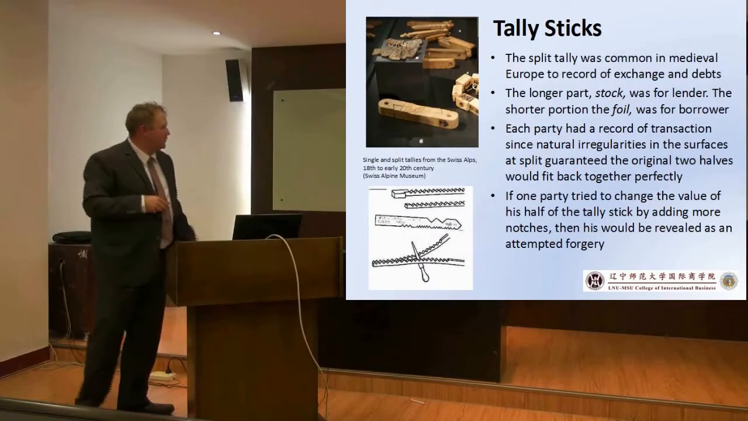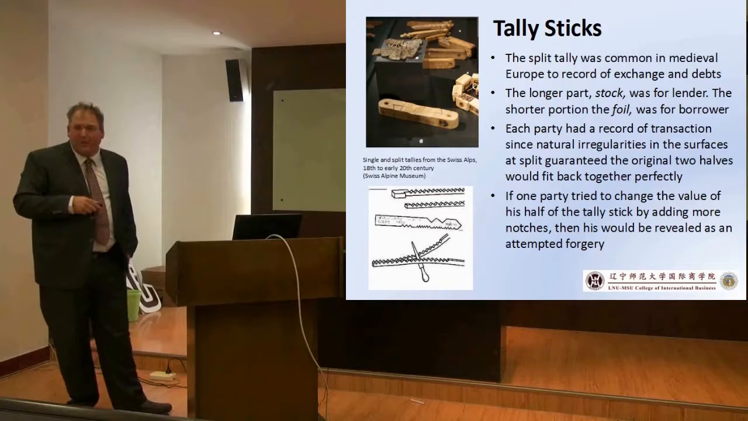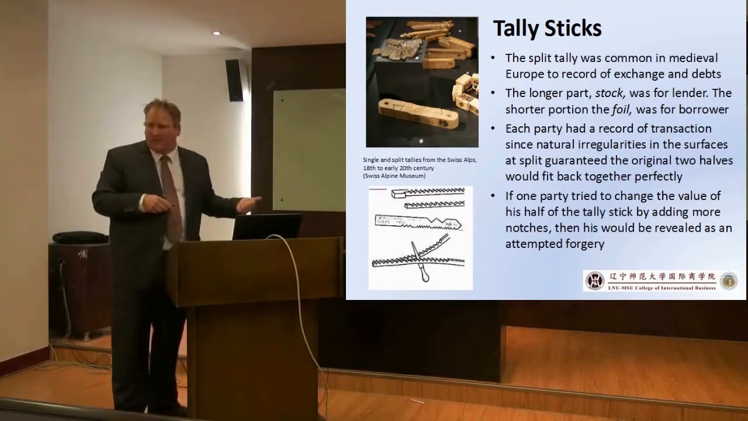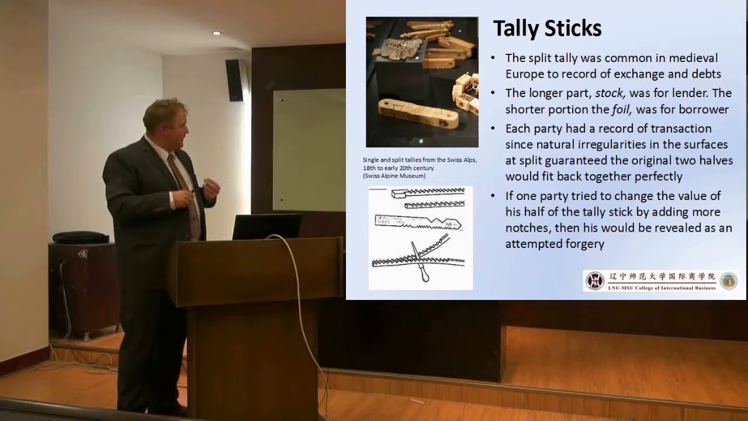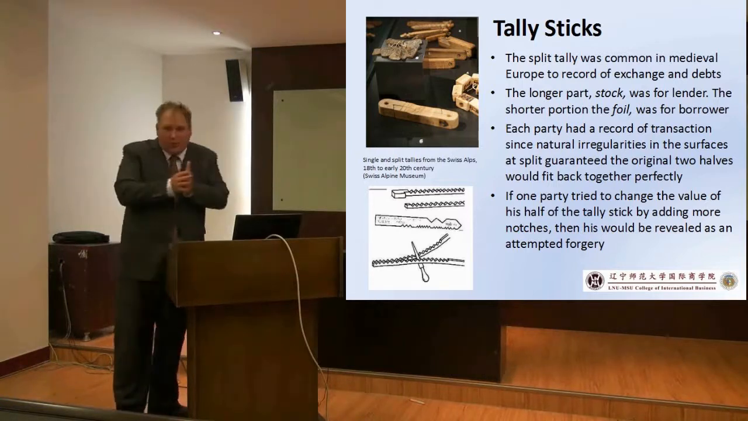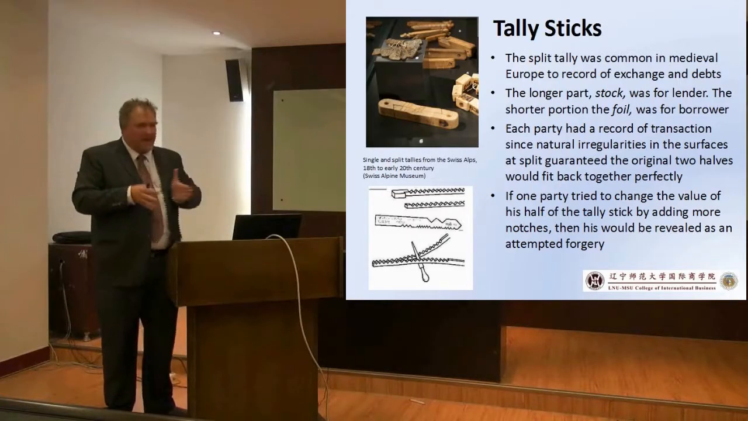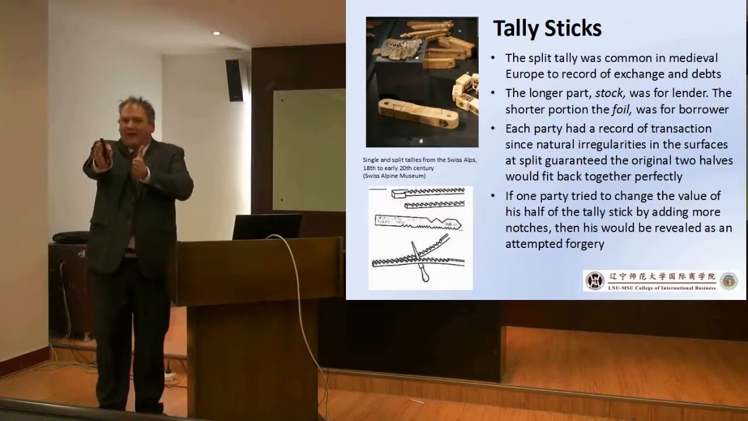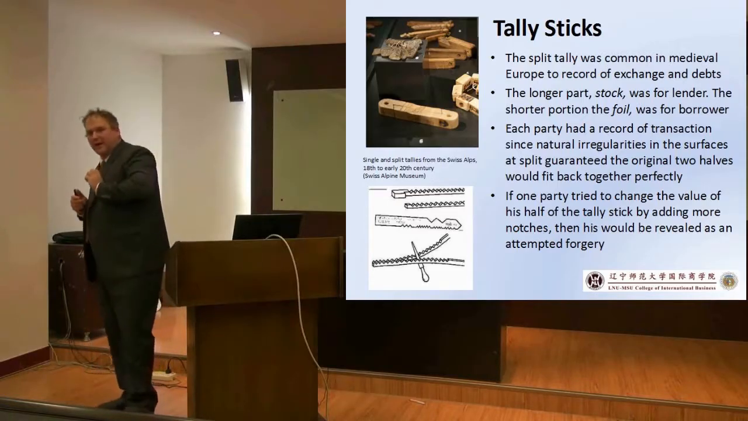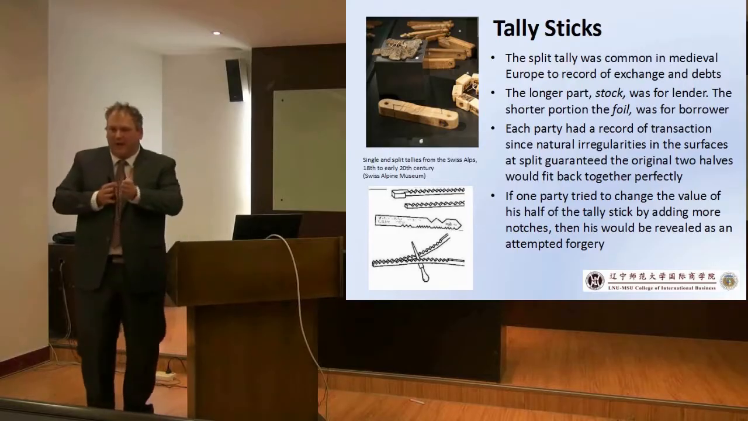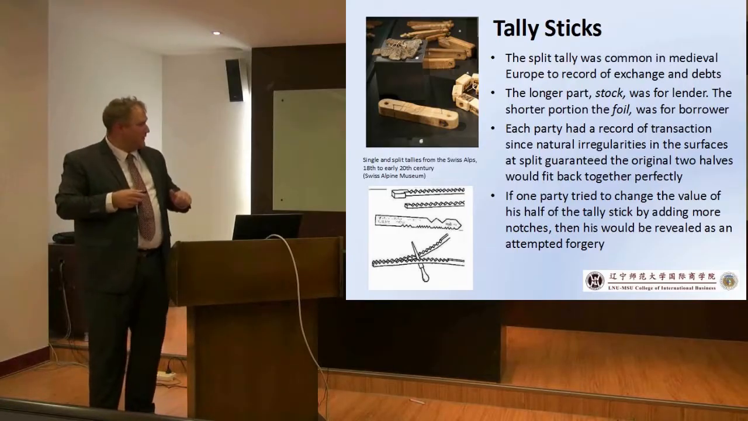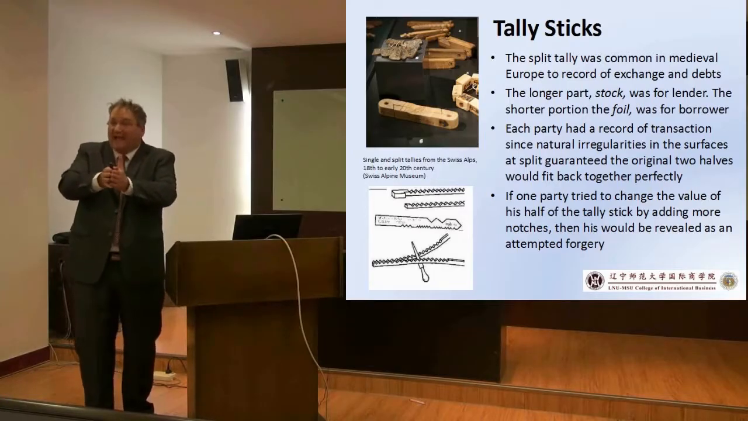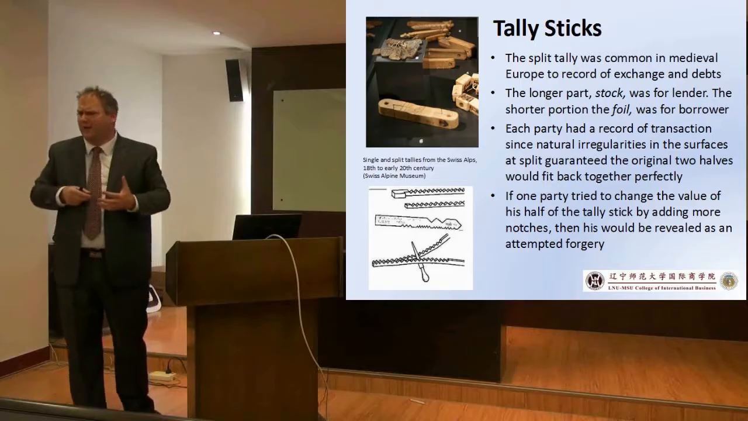Tally sticks are just a quick example of how people kept records. They didn't have numbers, but they used materials like sticks and wood. If I borrowed some money off somebody, you take a stick and cut it in half. And then when I came back to pay up the debt, they would put the stick together to see if they actually matched up. So it's a very clever way of doing it, okay?